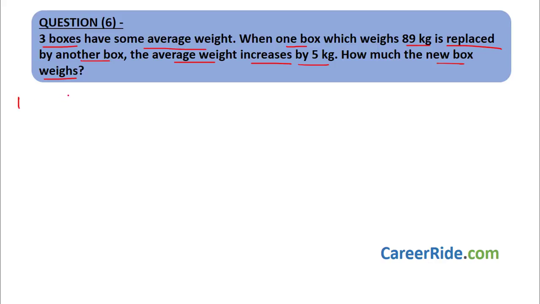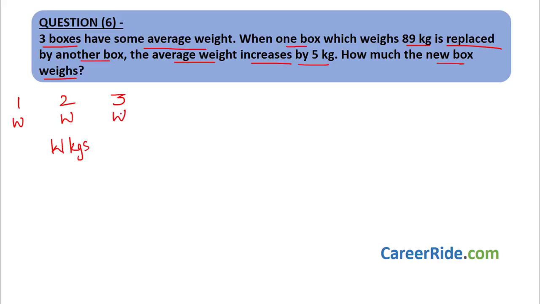Now let's take a small example to explain what the sum is saying. Let us assume that there are 3 boxes, 1, 2 and 3, and let us assume that the average weight of these 3 boxes is W kgs. So what does this mean? If the average weight of 3 boxes is W kgs, that means each box weighs W, W and W, right?